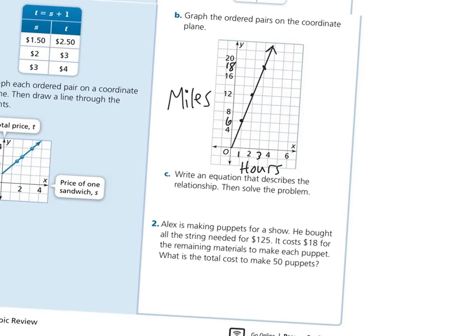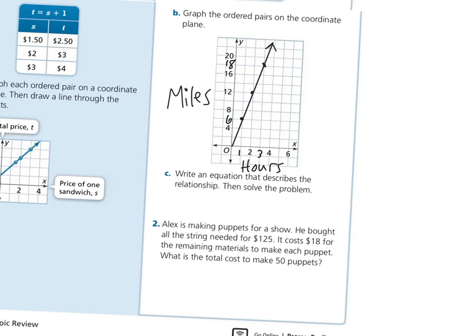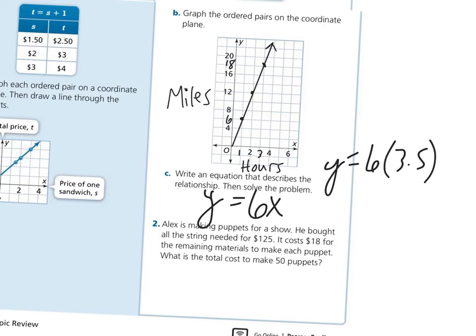Part C, the equation. If you look back at your chart, you can come up with the equation: y equals 6x. And then they asked how far they would go in 3.5 hours. We would just multiply 6 times 3.5. When you work that out, it'd be 21.0, or just 21 miles.